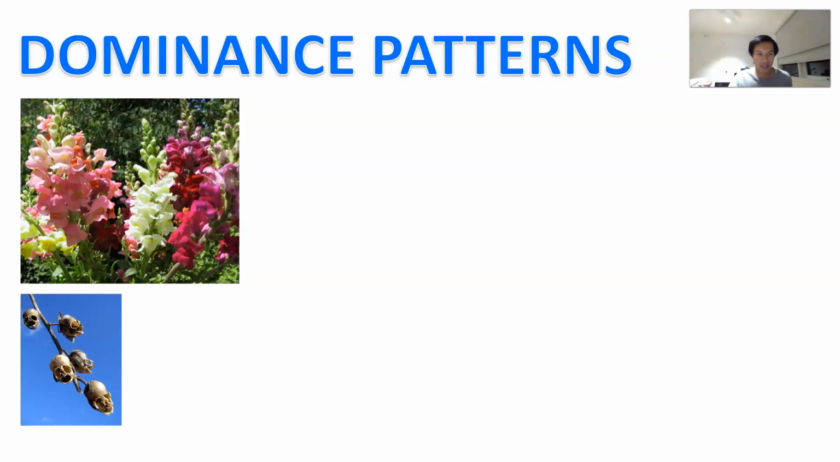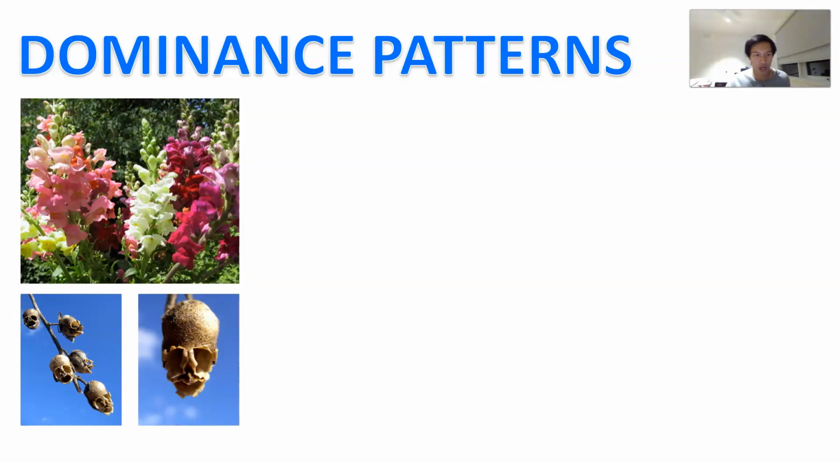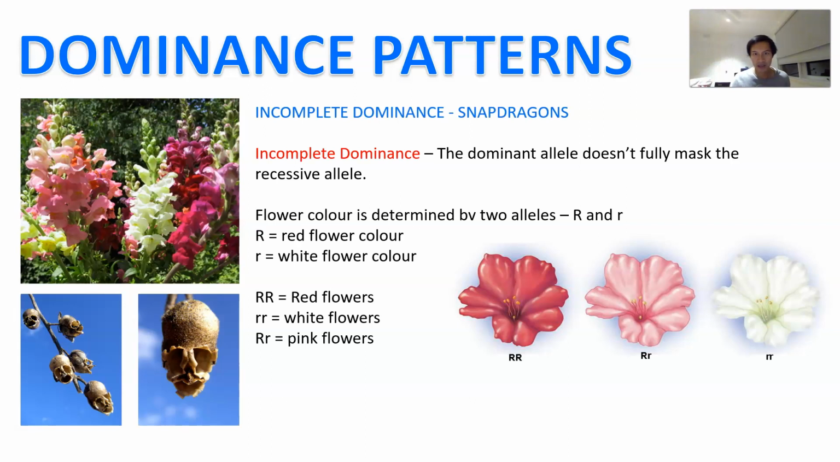Now, let's talk about another dominance pattern, right, which is present in snapdragons. These are snapdragons. They're very beautiful flowers, and they come in all sorts of different colors. The seeds are funky because they look like little skulls, and snapdragons exhibit what we call an incomplete dominance, right? Incomplete dominance is when the dominant allele doesn't fully mask the recessive allele. So we're going to use flower color as our gene, and the alleles for flower colors are, you've got 2 combinations, right?